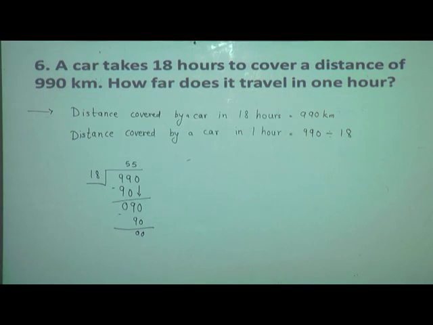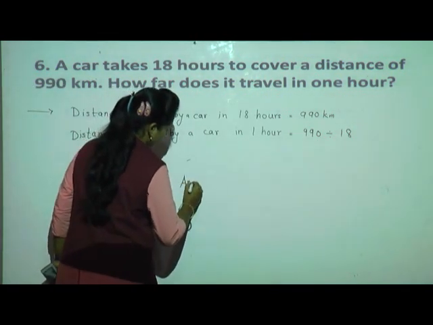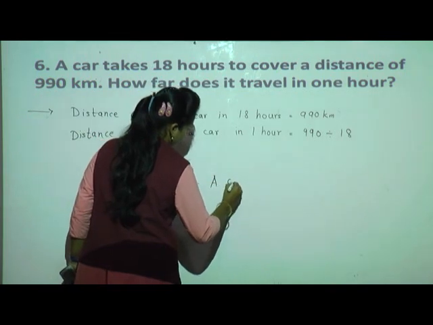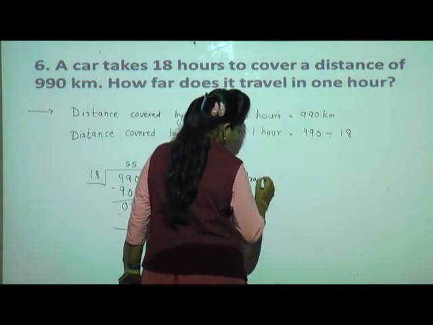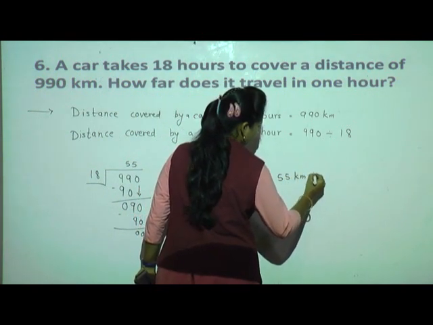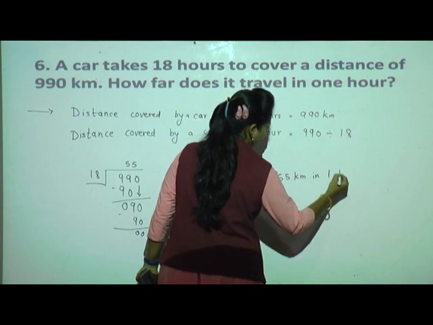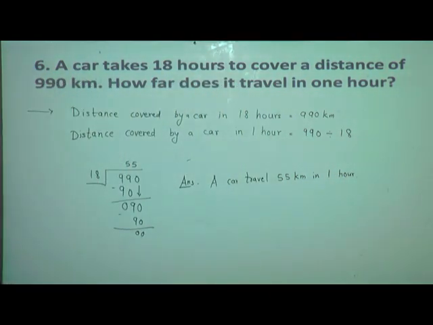So how much car travel in 1 hour? 55 kilometers. So you write downside like thus a car travel 55 kilometer in 1 hour. Got it? Clear? Yes, very easy. Okay, now we'll move to the next question.